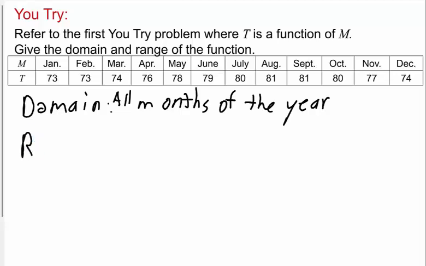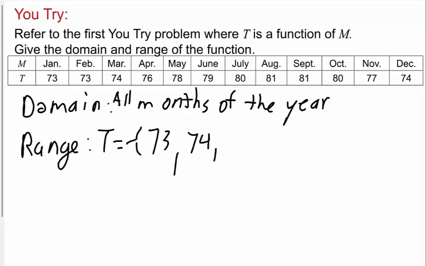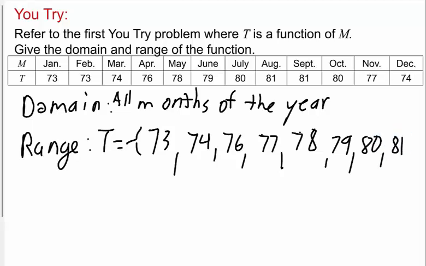All right, range. Again, our range is only what we see. So T equals the set 73. Remember, we make no repeats. 74. And generally, we put them in numerical order. 76, 77, 78, 79, 80, 81. So that's our range. Pretty easy.